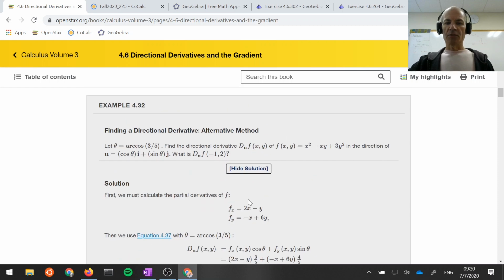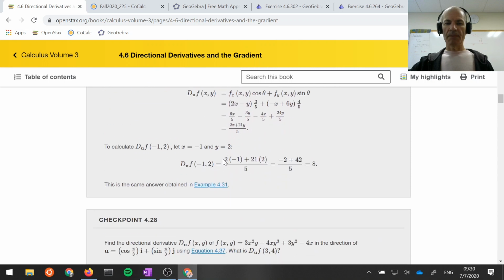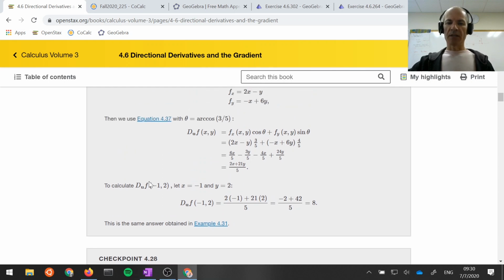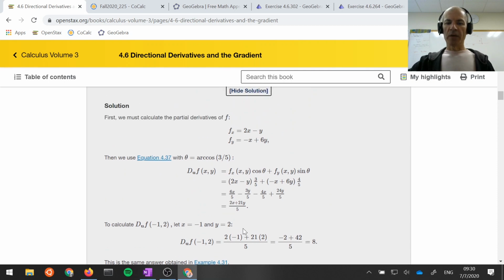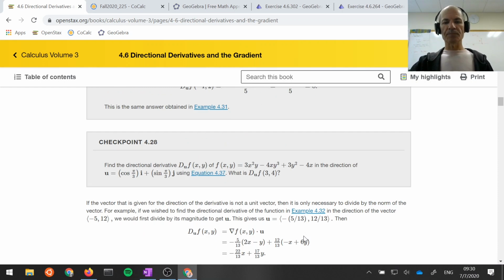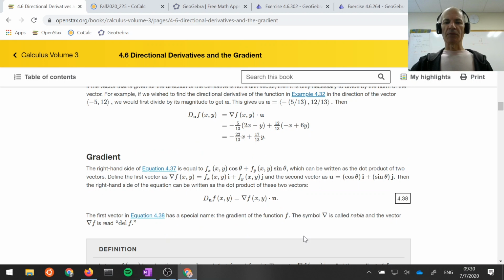Finally, we were asked to find the directional derivative at the point -1, 2. So we plug -1, 2 in for x and y respectively, and we get 8. What we've learned is that if we start at the point -1, 2, and we move in this direction, we can expect the function to increase at a magnitude of +8. So it's going to increase because it's positive, and it's going to go up with slope 8. We'll do more of these examples in a minute.